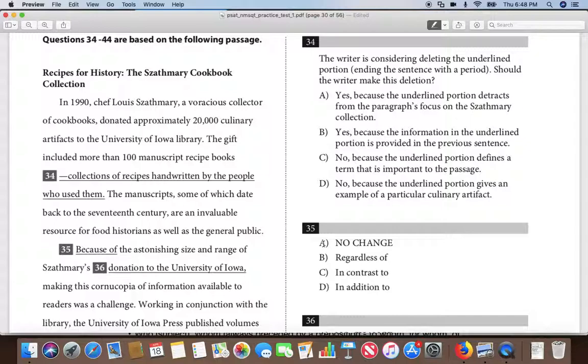Let me see. Collections of recipes here. I mean, slightly, but not majorly. Yeah, I mean, it explains what it is, right? I don't think it's... yeah, I can't say yes. I don't like it. Try B. Okay. Yes, because the information in the underlined portion is provided in the previous sentence. Is the information in the underlined portion provided in the previous sentence?